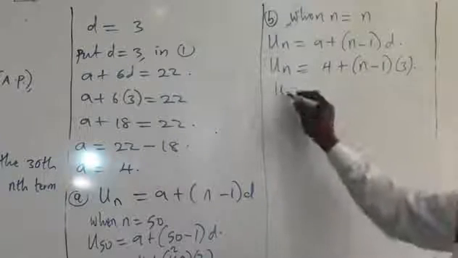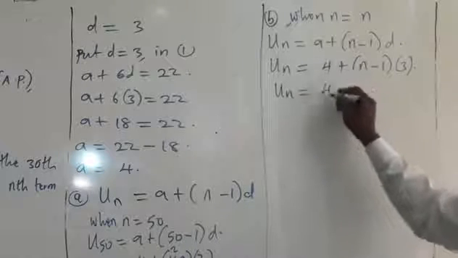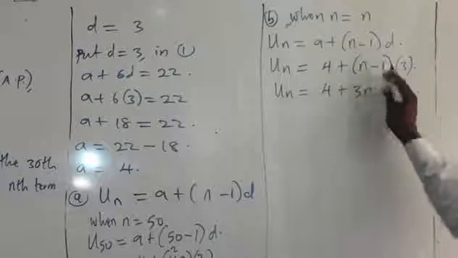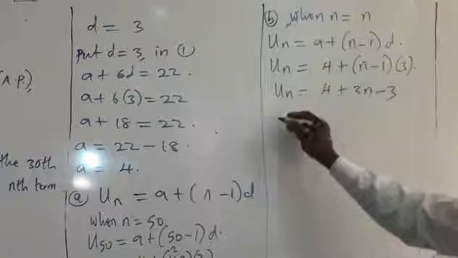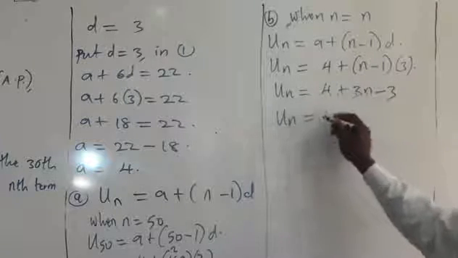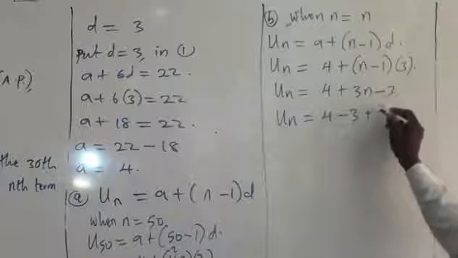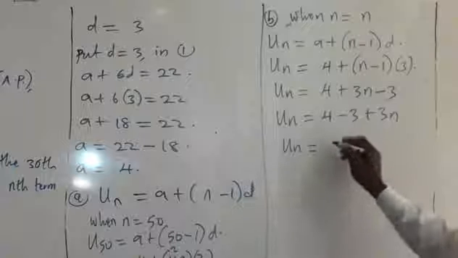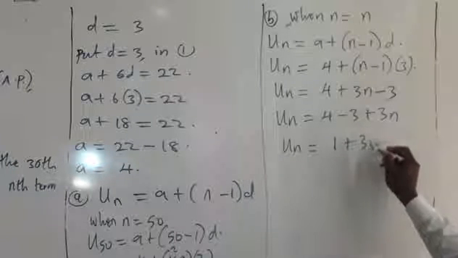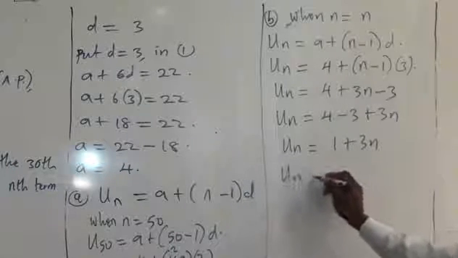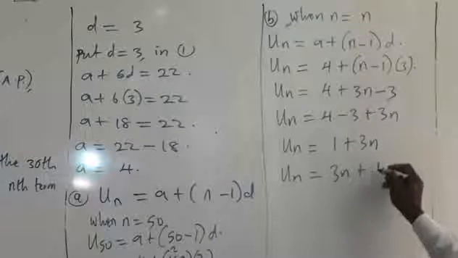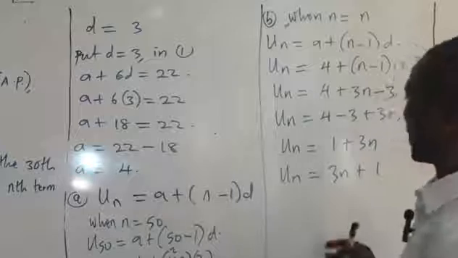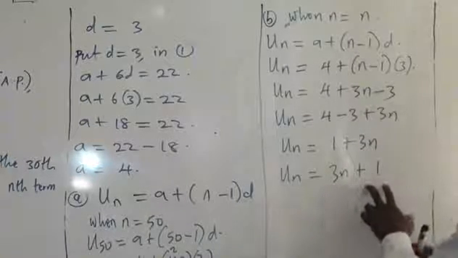So Un equals 4 plus, open the bracket, 3 times n, that's 3n, 3 times minus 1, minus 3. So we have Un equals 4 minus 3 plus 3n. So we have Un, which is the nth term, equals 1 plus 3n. You can also write it as 3n plus 1. So the nth term formula for this AP is 3n plus 1.